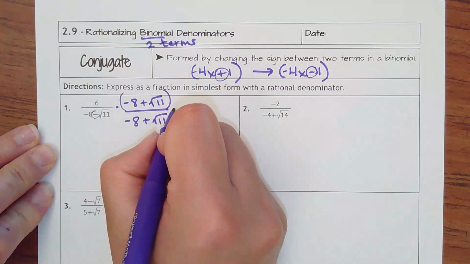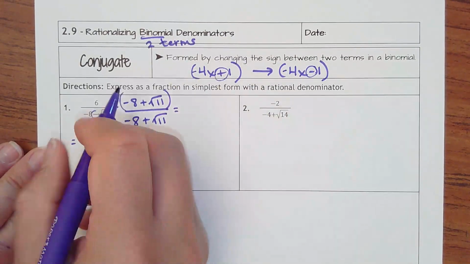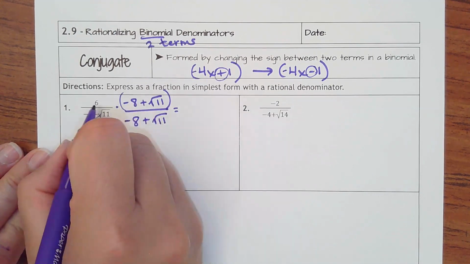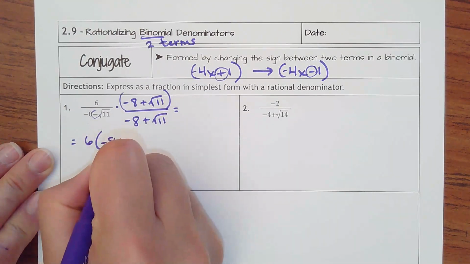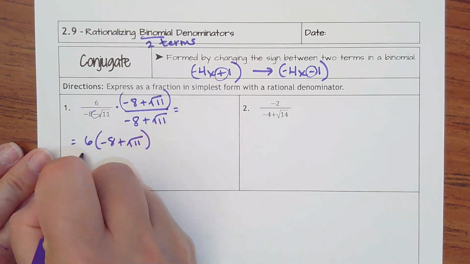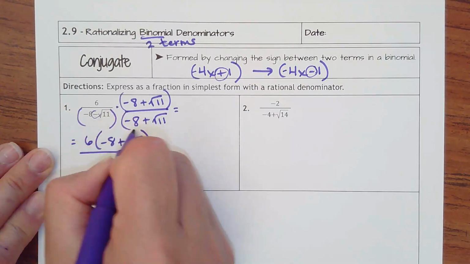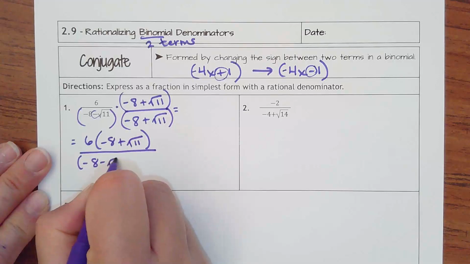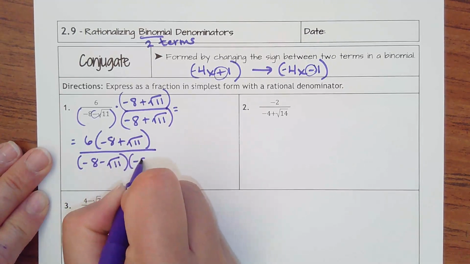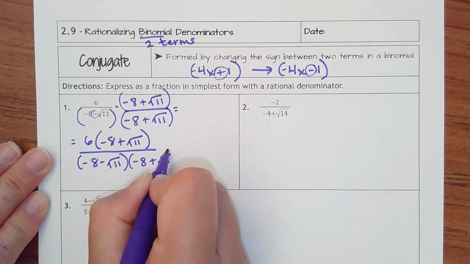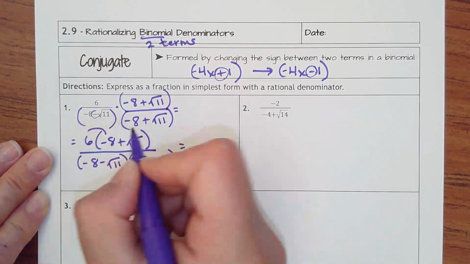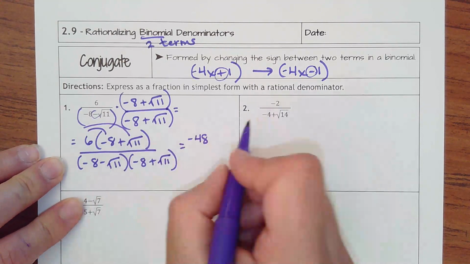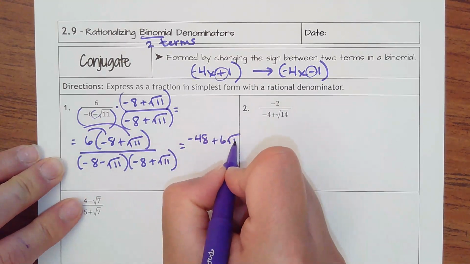Okay, so let's think about what this looks like. Let's go down here. You have to distribute the 6. So I'll write it out: 6 times negative 8 plus square root of 11, over binomial times binomial. See how everything's building off of what we've already done. Okay, now distribute the 6. 6 times negative 8 is negative 48. 6 times positive square root of 11 is positive 6 square roots of 11.